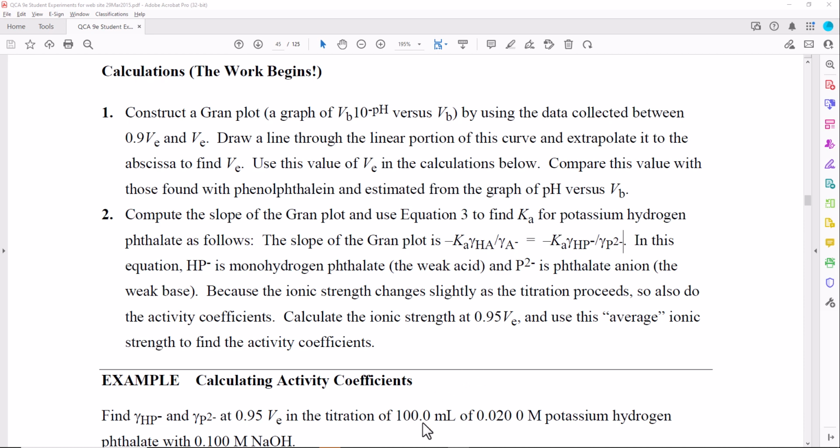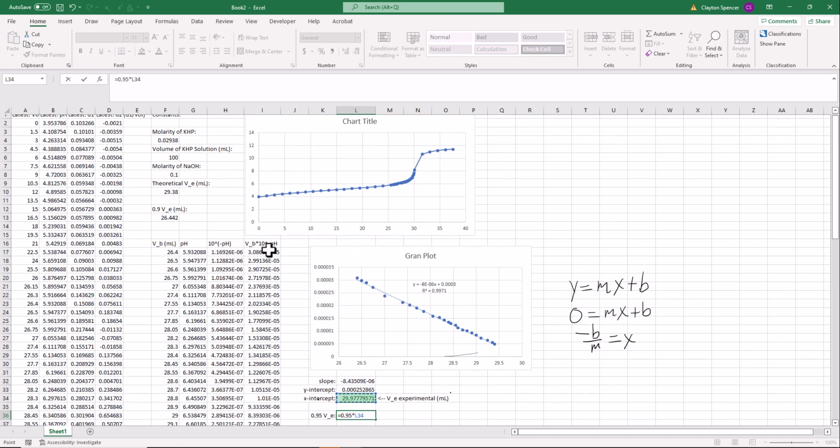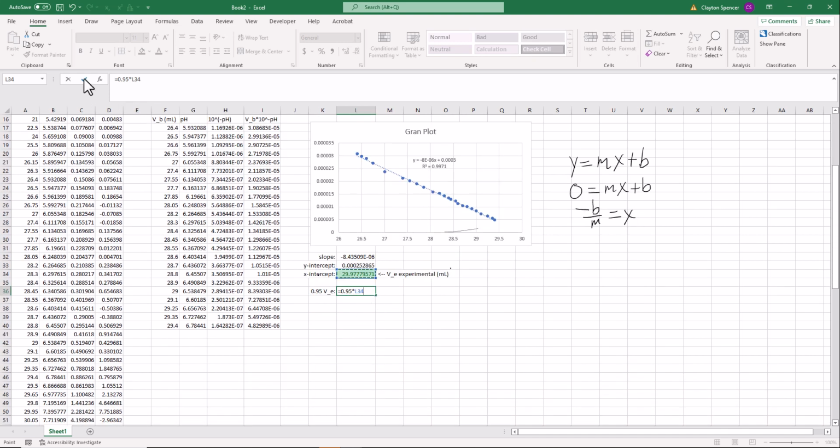Okay, so let's go back to our spreadsheet and do a couple of things. So we need to calculate 95% VE, so let's do that. 0.95 VE. And so that's easy enough to calculate. So equals 0.95 times, and we just click on our experimental VE. So we're going to be using this VE from now on, not the one that we guessed up here. All right, so just click on the check mark or hit enter. So there's 95% of VE, so we're going to need that value.